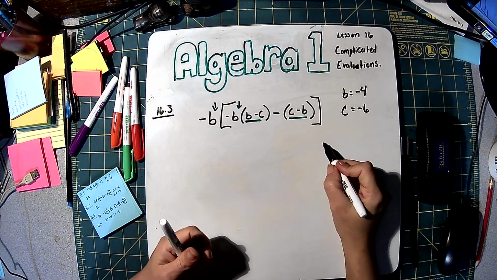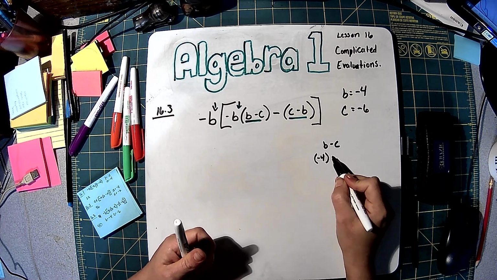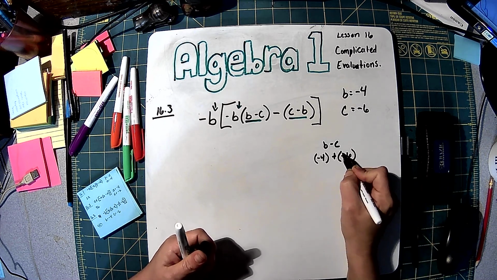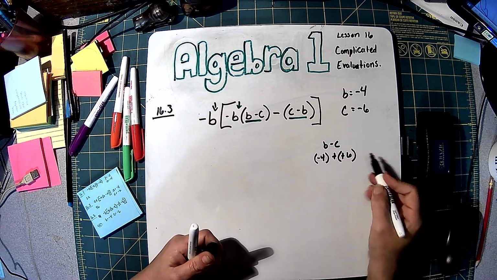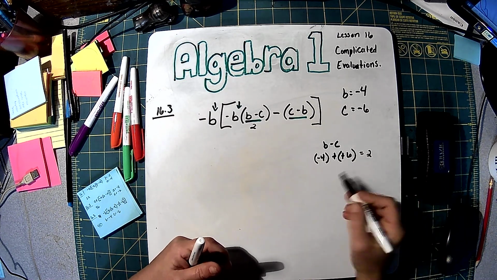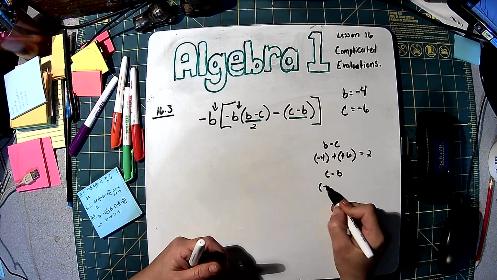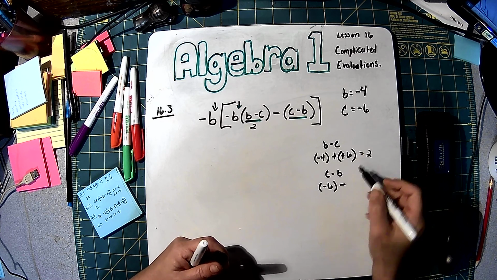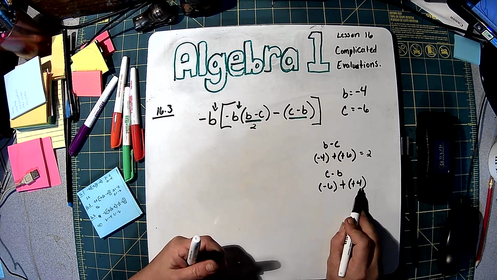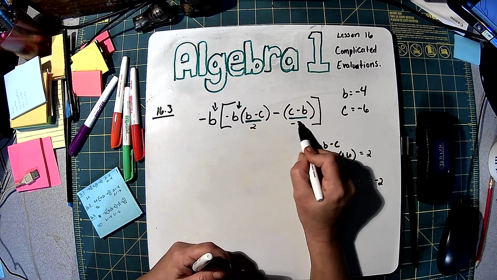So the first one is b minus c. Well, b is negative 4 minus c, which is negative 6. Okay, these 2 cancel each other. So now I have 6 minus 4, so that's going to equal 2. So this one right here will be 2. Now, then I have c minus b. c is negative 6 minus b, which is negative 4. These 2 negatives cancel, and I have negative 6 and positive 4, which is going to be negative 2. So this one is negative 2.